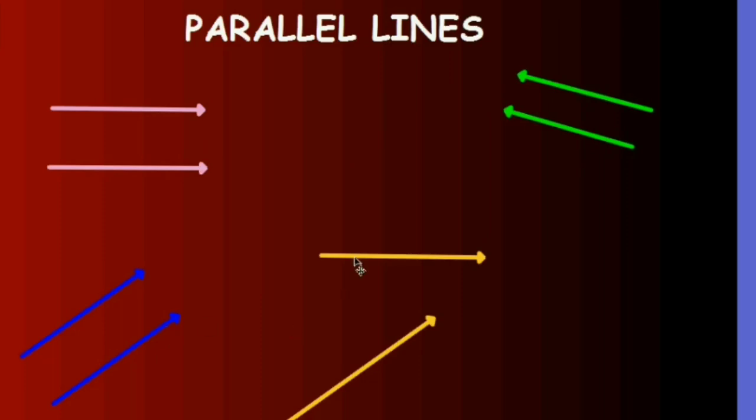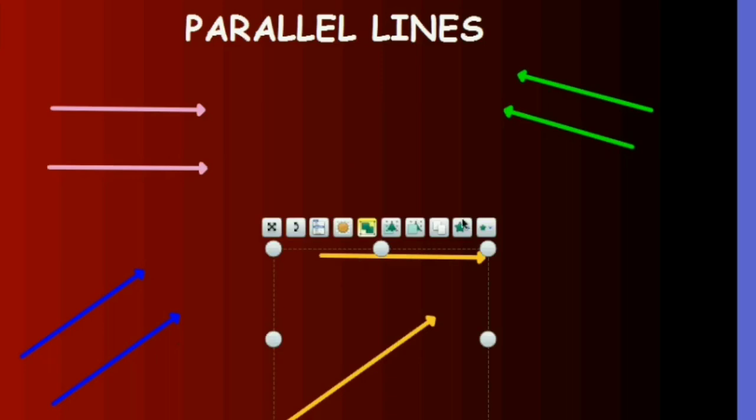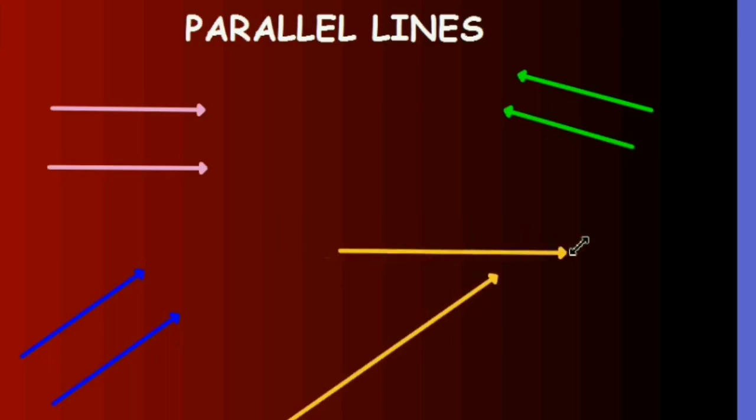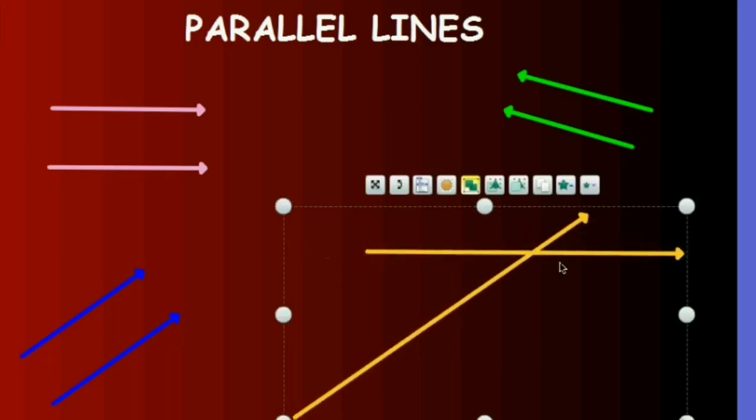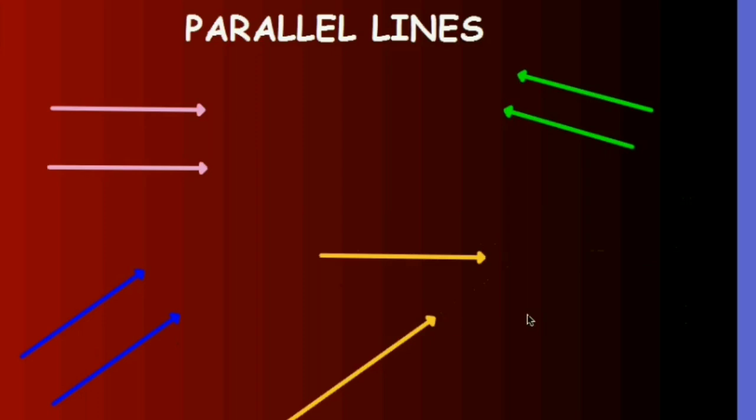Then what about the fourth pair of lines? If we extend them, they will intersect at one single point. So these are not parallel lines. Parallel lines means that if we extend them, they will never intersect, and they keep the same distance between both of the lines. This type of line is known as parallel lines.